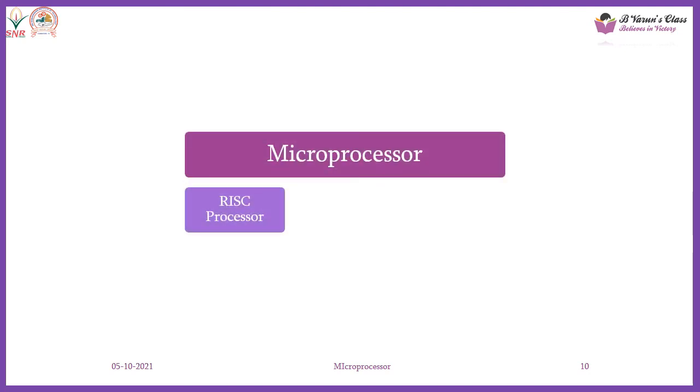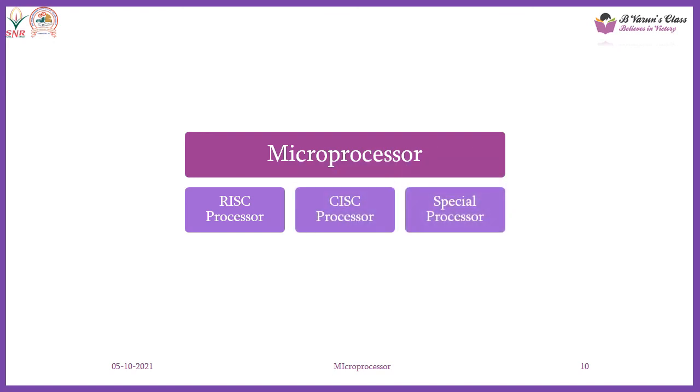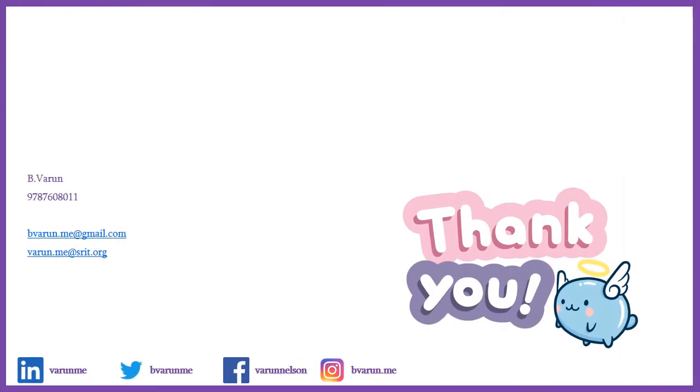Types of microprocessor, or microprocessor classification. Microprocessors are classified into three categories: RISC processor, CISC processor, and the last one, special processor. These are the classifications of microprocessors. These classifications will be explained in the next video or next class.